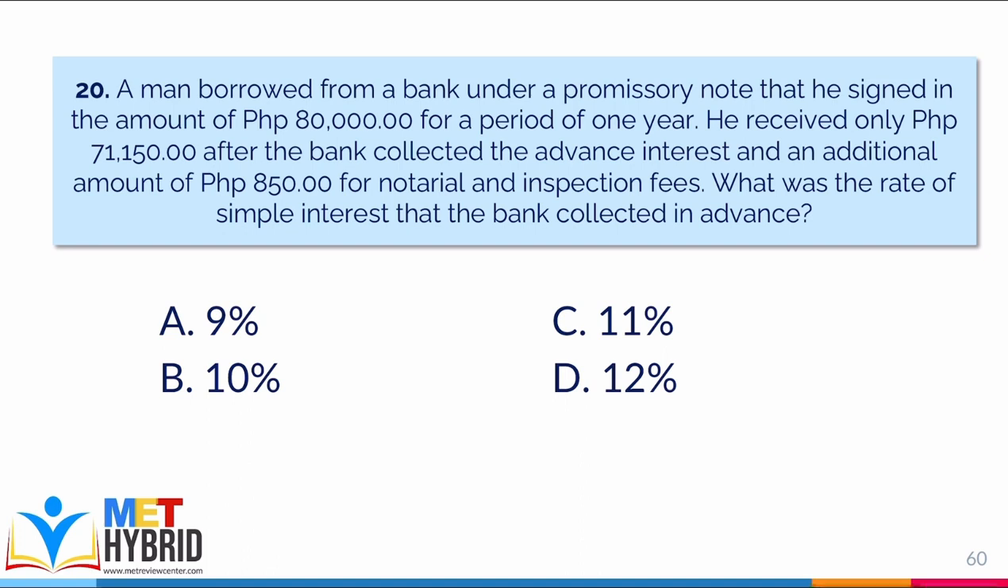Question number 20. The last question for this review. A man borrowed from a bank under a promissory note that he signed in the amount of 80,000 pesos for a period of 1 year. He received only 71,150 after the bank collected the advance interest and an additional amount of 850 pesos for notarial and inspection fees. What is the rate of simple interest that the bank collected in advance?